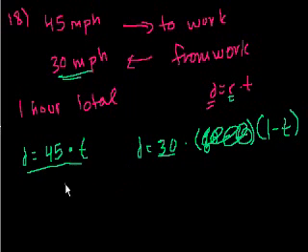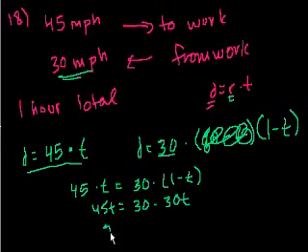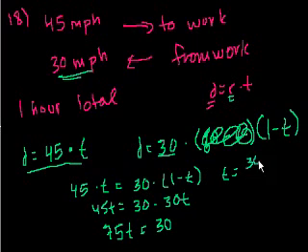So we could set them equal to each other. So we could say 45 times t is equal to 30 times 1 minus t. And we say 45t is equal to 30 minus 30t. And then we can add 30t to both sides, and you get 75t is equal to 30. And then we get t is equal to 30 over 75 hours.